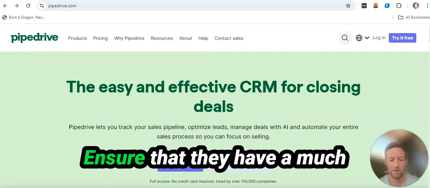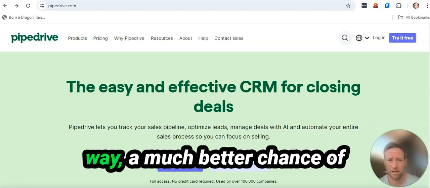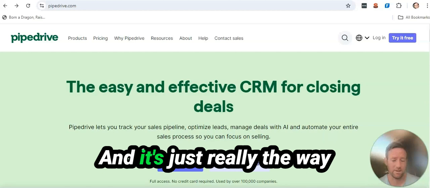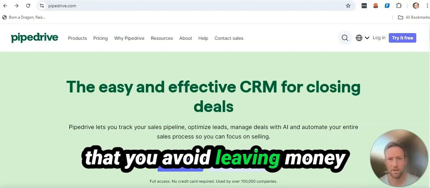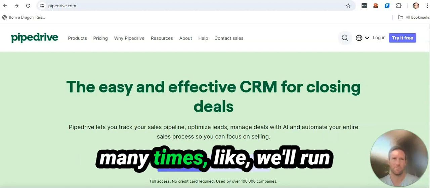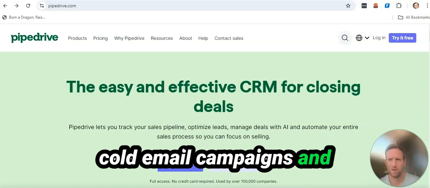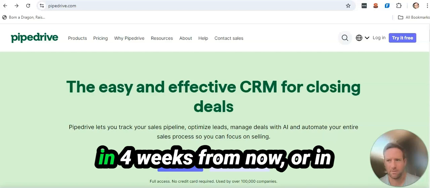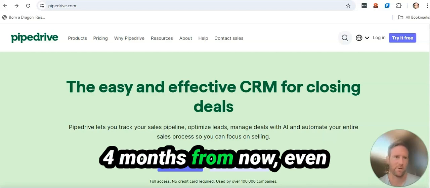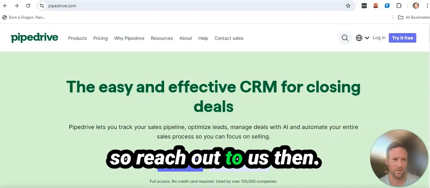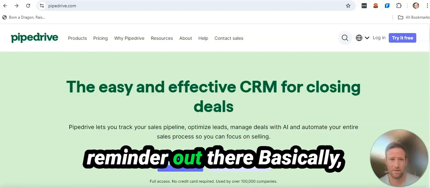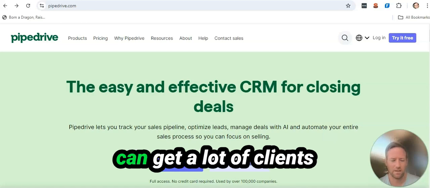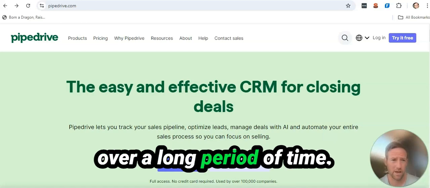This will ensure that they have a much better chance of closing, much better chance of becoming your customers, and it's just really the way that you avoid leaving money on the table. Because so many times, we'll run cold email campaigns and we'll get people saying, oh, you know what, we actually might be interested in this service in 4 weeks from now, or in 4 months from now even. So reach out to us then. And you just have to put a reminder out there. Basically, don't forget to do that, because that's really a way that you can get a lot of clients over a long period of time.